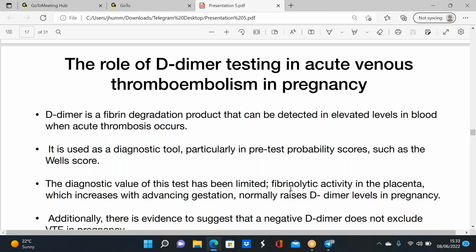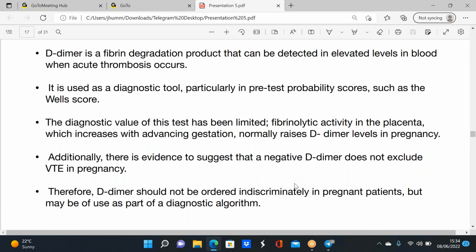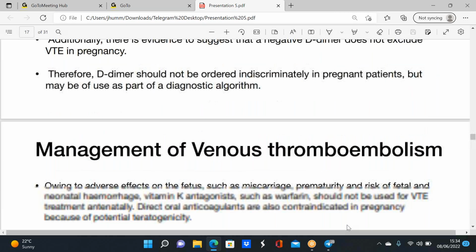So D-dimer is one of the factors which increases in thrombosis, but in pregnancy, normally also the level of D-dimer is high. And additionally, there is no evidence to suggest that a negative D-dimer excludes VTE in pregnancy. Therefore, D-dimer should not be ordered indiscriminately in pregnant patients, but may be used as part of a diagnostic algorithm. It means you may get some idea, but you cannot depend your treatment or diagnosis wholly on D-dimer.